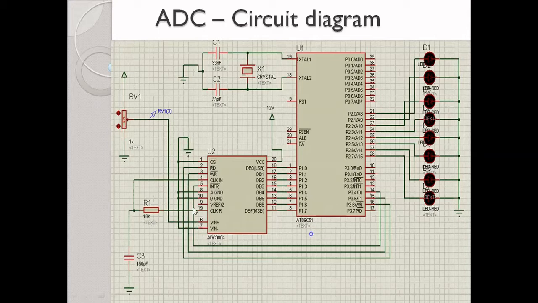Next, 4 pins are grounded: CS, analog ground, digital ground, and VIN. These 4 pins are grounded. Next, I have to give a 12 volt supply because the ADC requires 12 volts. So I am giving a 12 volt supply. This is all about the connection of the ADC.